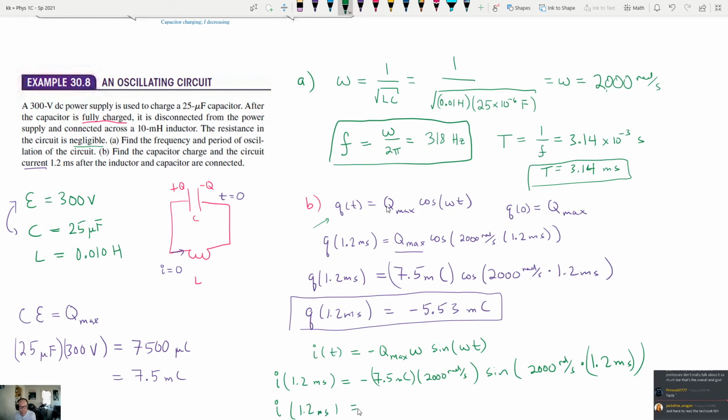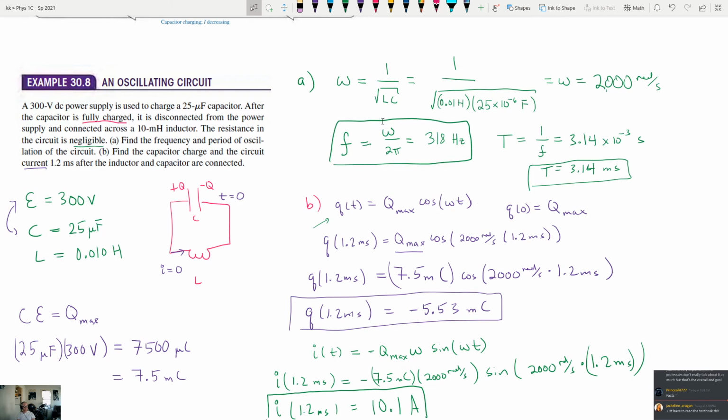What do you all get if you calculate this? So I got 10.1 amps. I did too. Does anyone have any questions? How are we doing on time? We got a little bit of time left. Everyone agree?